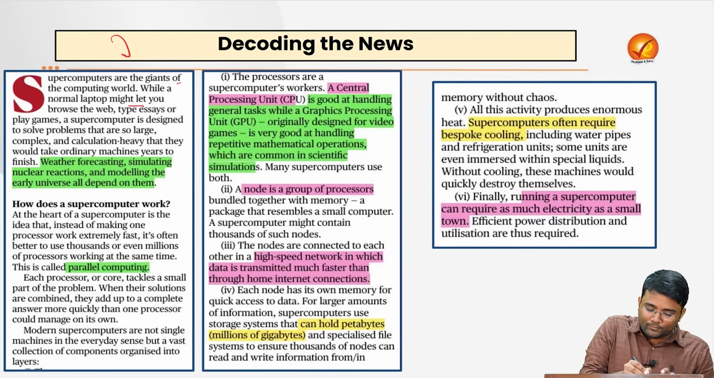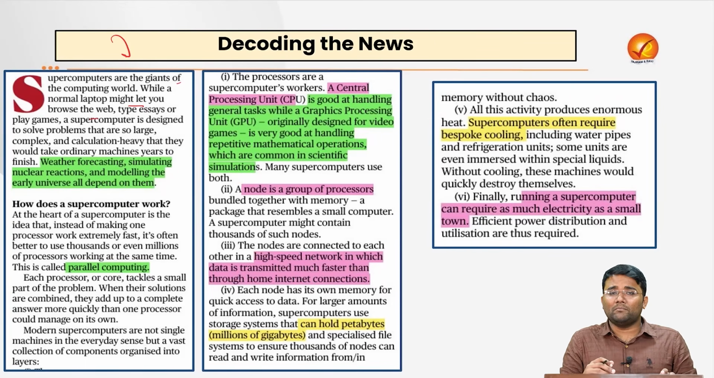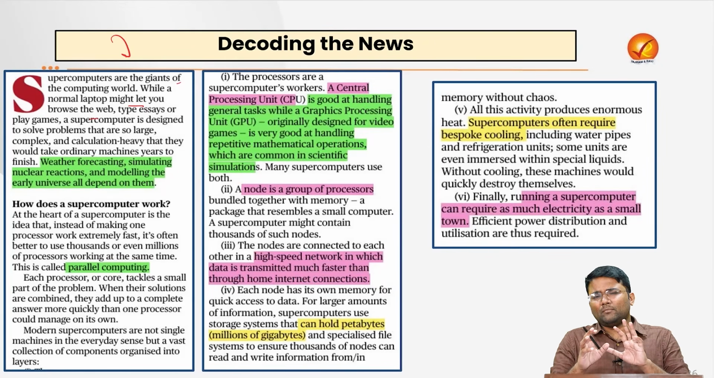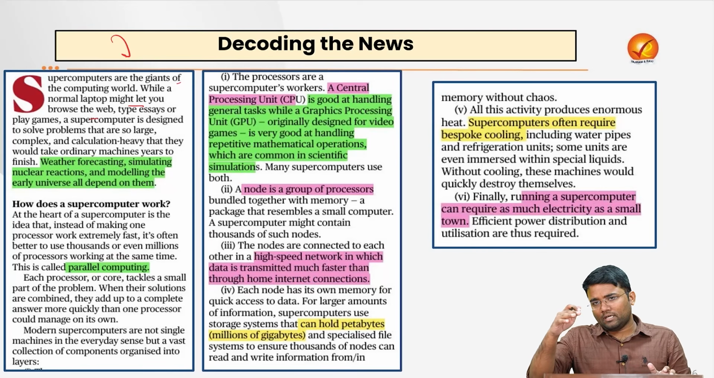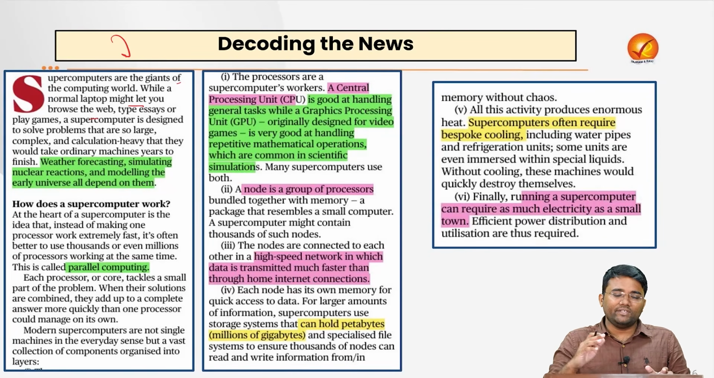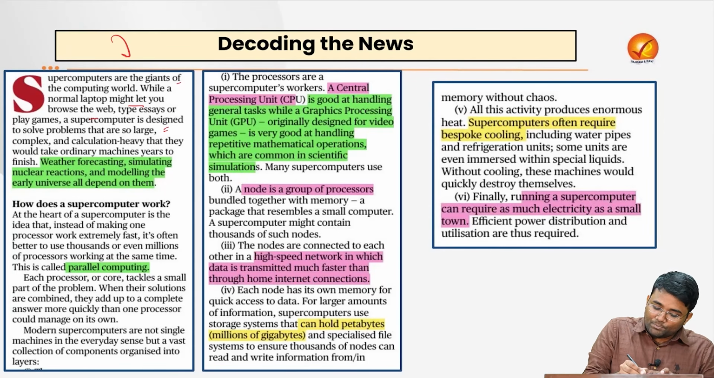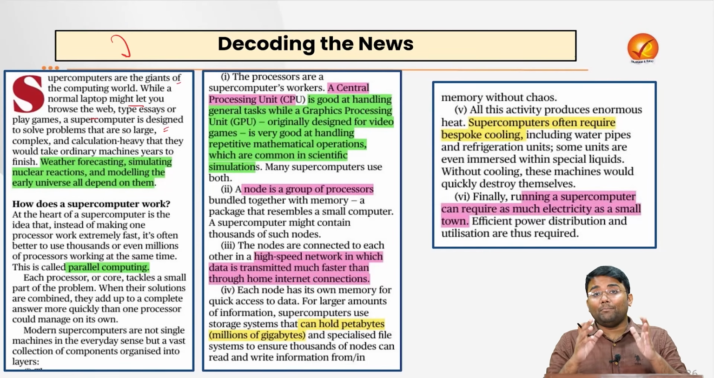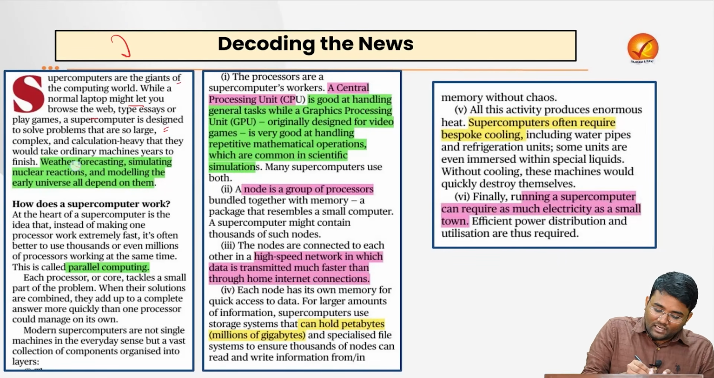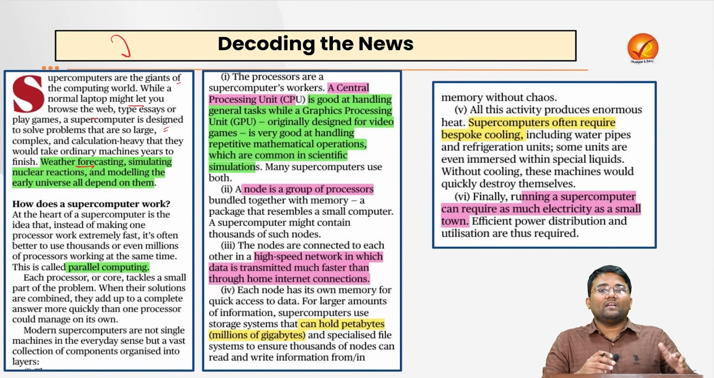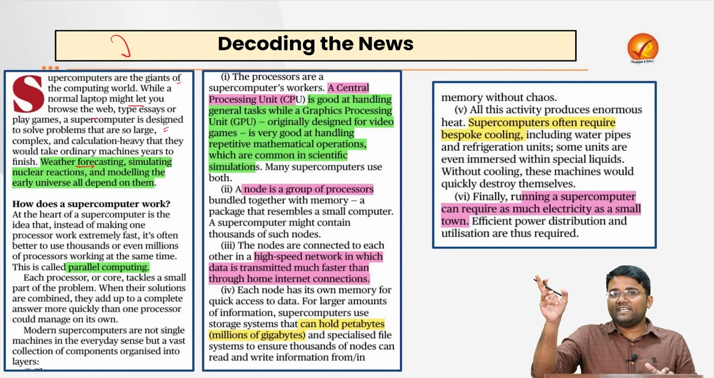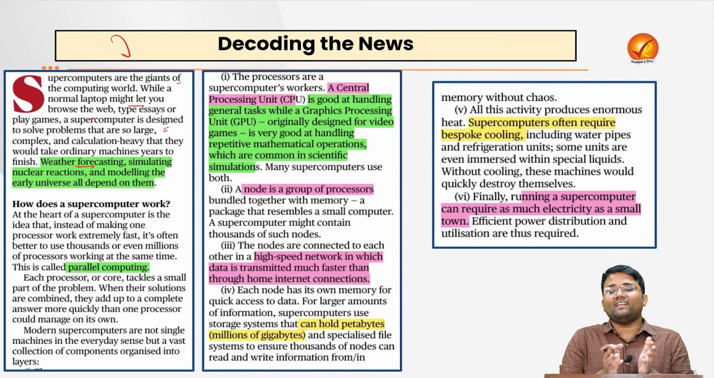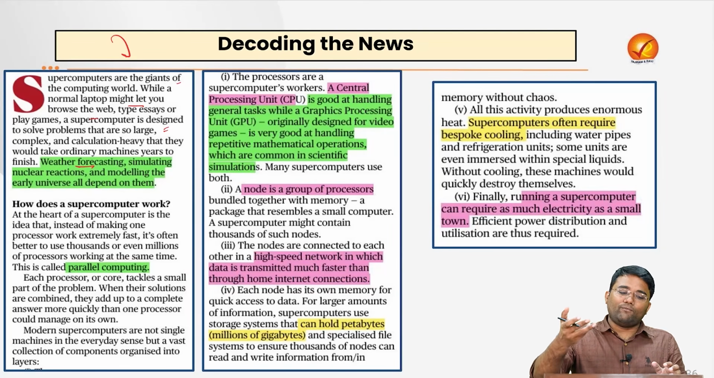While a normal laptop might let you browse the web, type essays or do common work like making a document, reading, watching movies, etc., supercomputers are designed to perform big tasks. For example, weather forecasting, where they get data from various indicators, compile that data, process that data, and based on that do the weather forecasting.